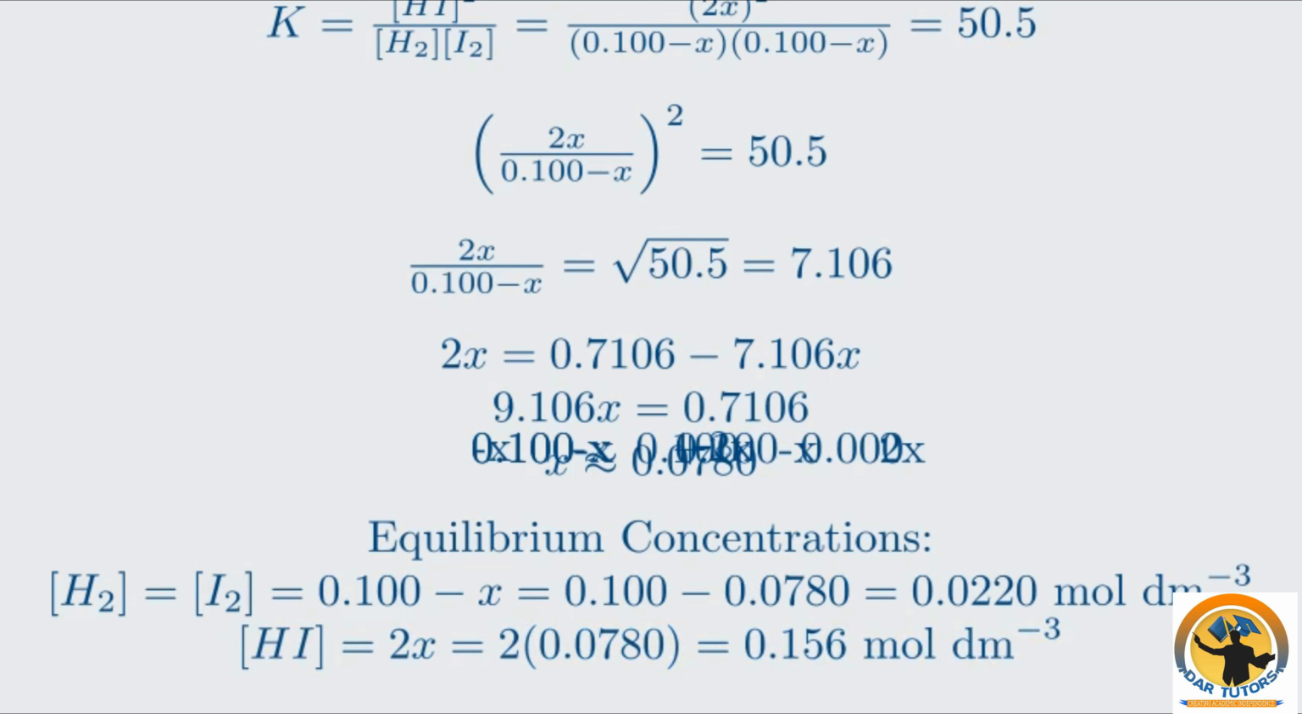And that's how you use an ICE table. It's a systematic way to calculate the equilibrium concentrations for any reversible reaction, a very important skill for the IB exam. Let's work through another ICE table problem.